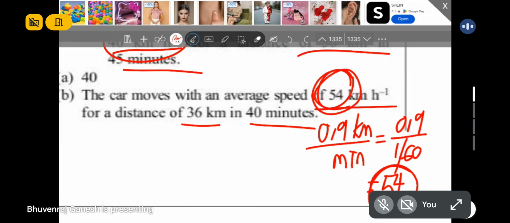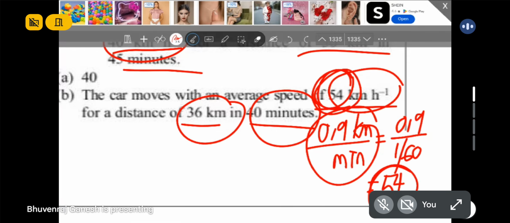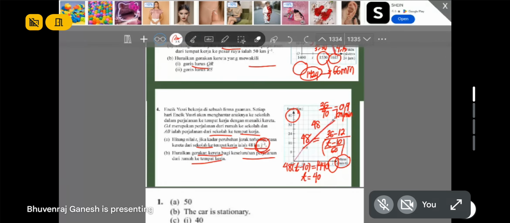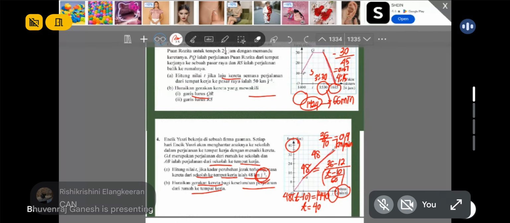Can you see guys? Nampak? So you just kena main dengan unit lah. Okay, you can choose either one of the units to put as your answer. Okay, can guys? Are you all clear with the distance time graph? Semua jelas? Are you clear?